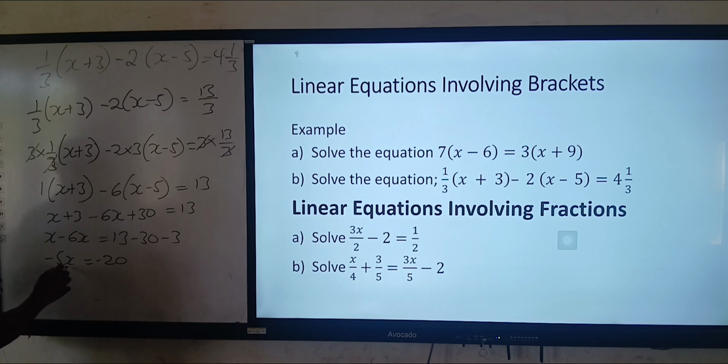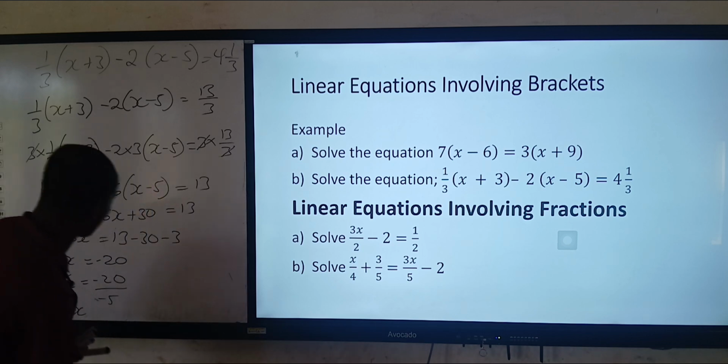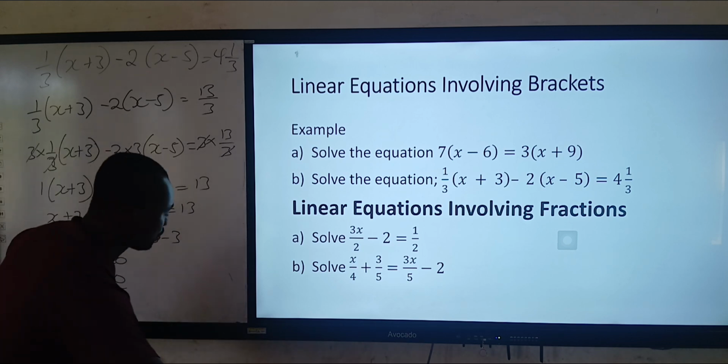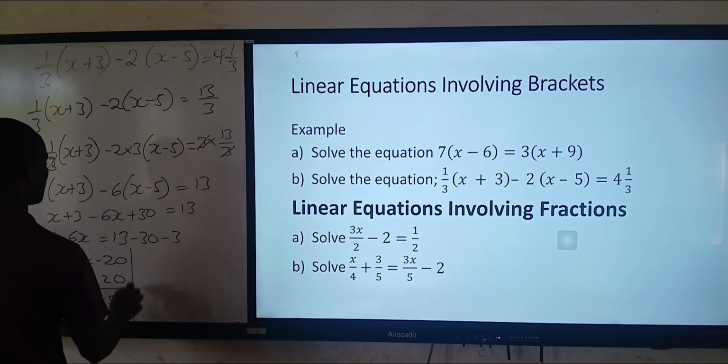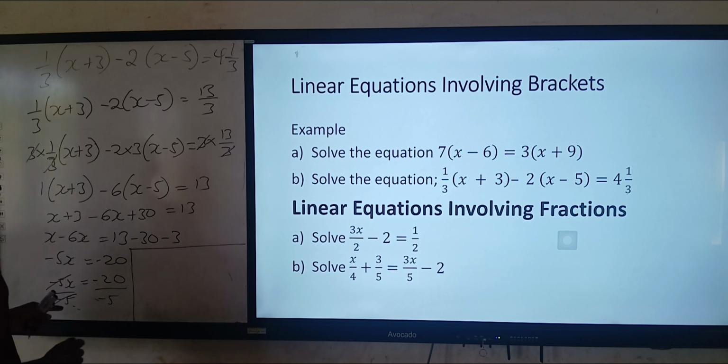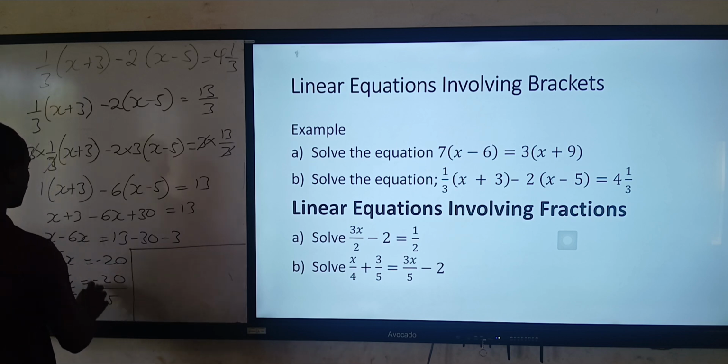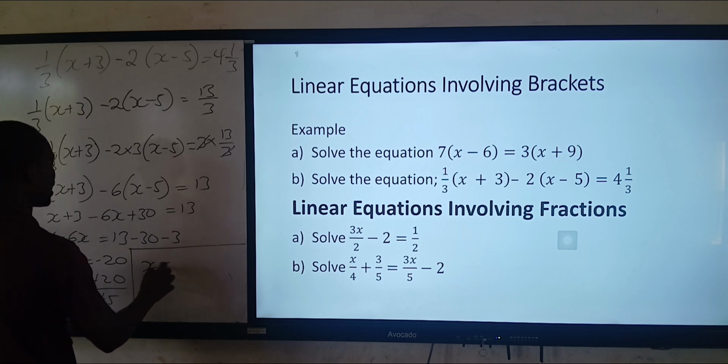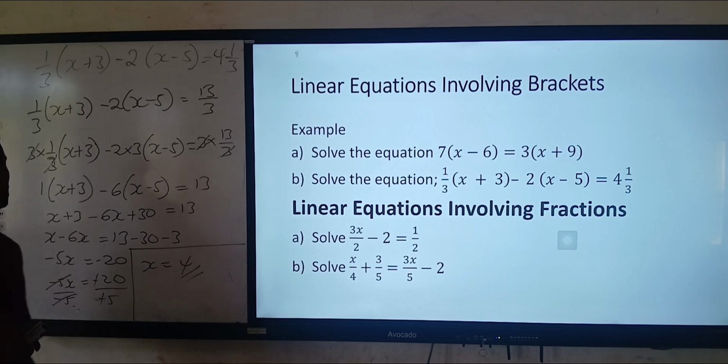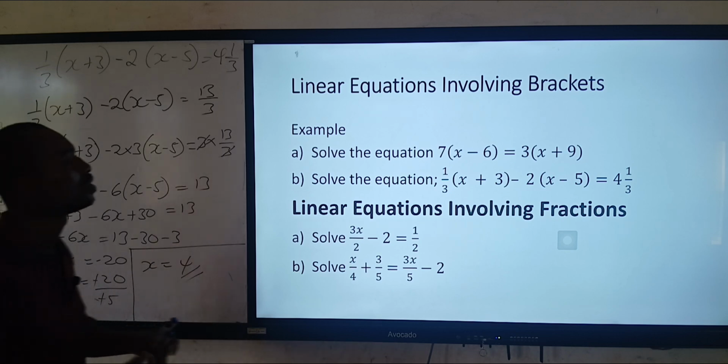So we want x. Divide both sides by negative 5. So this will cancel that, leaving x equal to, negative will cancel negative, 5 goes into 20 how many times? 4. So x will be equal to 4. So that becomes our answer for B.